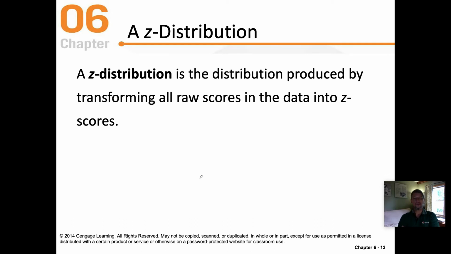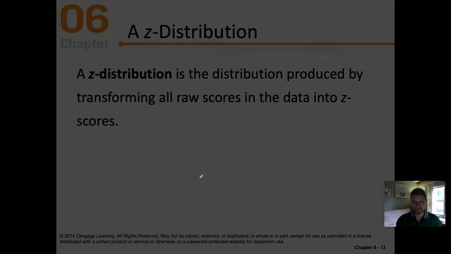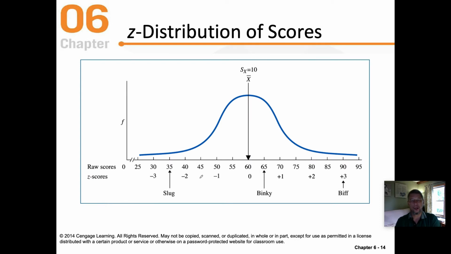So a z-distribution is simply the distribution produced by transforming all raw scores in the data into z-scores. So what do I mean by this? Well, let's have a look at our attractiveness scale that we looked at in the previous video. All right, here we have an attractiveness rating that ranges somewhere between 0 and 100. All right, the mean score here is 60, and we have three individuals, Binky, Biff, and Slug, who fall at different locations along this distribution.